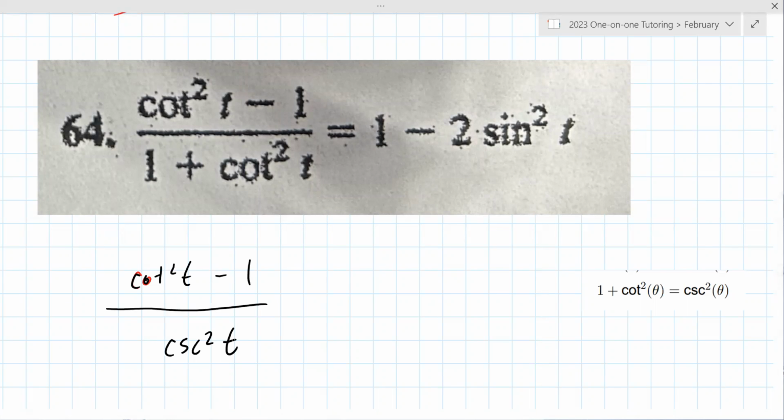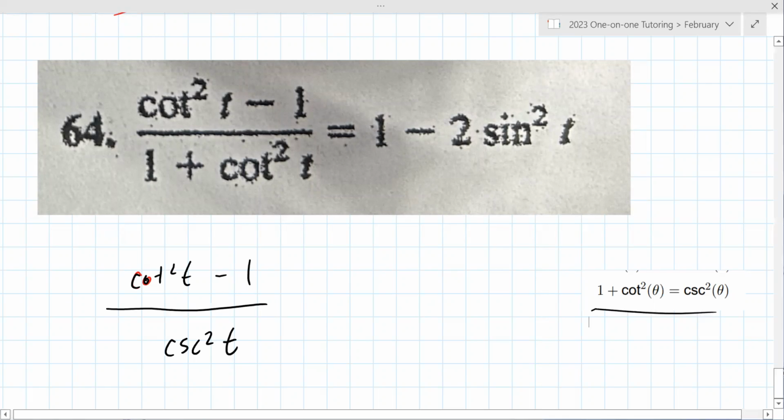But that's not enough here. Anything else stand out? Not in the numerator. Cotangent squared minus 1. It's the same identity. You want to use the same identity because look, you've got to get a 2. You somehow got to get a 2 here. You still got to do something.